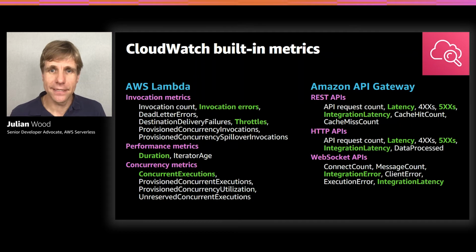Lambda has 13 built-in metrics covering various invocation, performance, and concurrency metrics, so you can easily see how many functions are executing, how long they are taking, and what function errors you may be getting. There are also some metrics for seeing how many functions are running at the same time, some only populated if you use provisioned concurrency. API Gateway REST APIs give you 7 metrics showing you how many API calls you're receiving, along with error counts and cache details. HTTP APIs and WebSocket APIs give you 6 metrics.